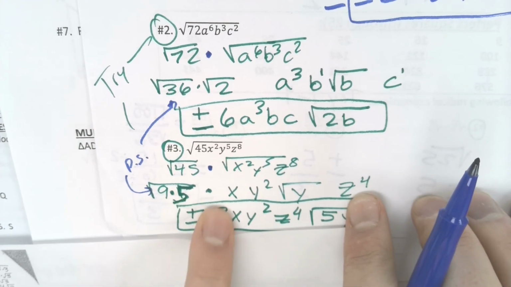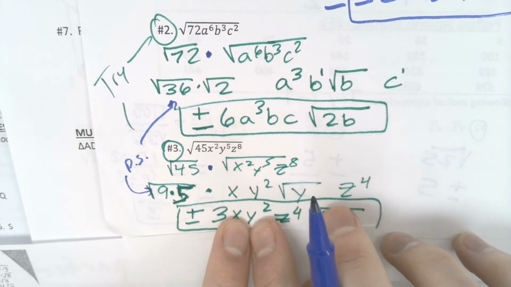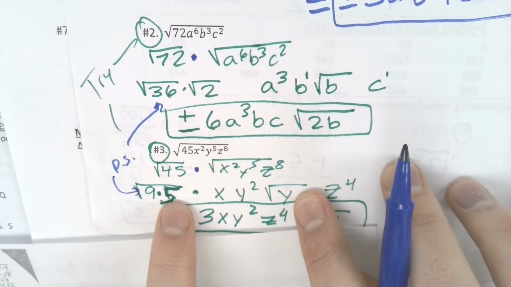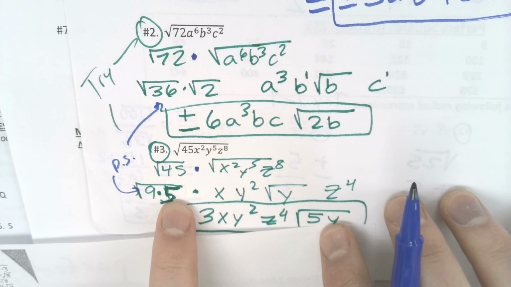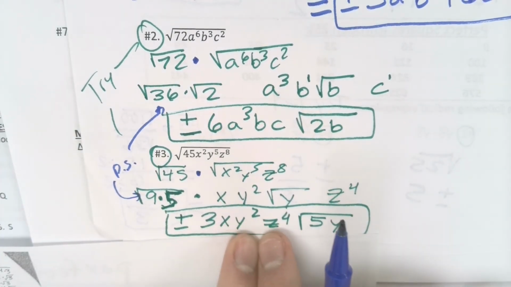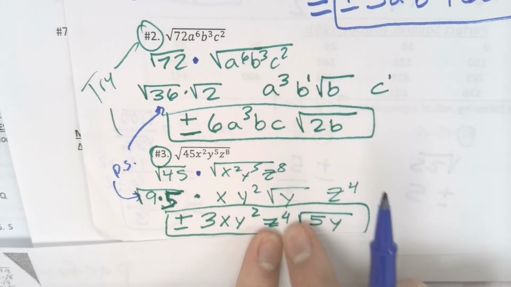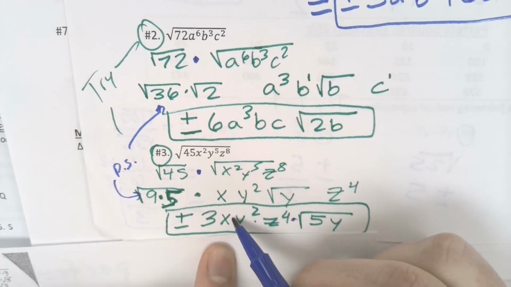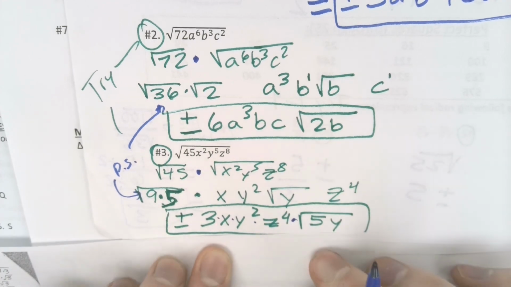So then you take the 3, the x, the y squared, and the z to the 4th, put those out front, and then combine the 5 still stuck in the radical and the y. So our answer would be plus or minus 3x y squared z to the 4th times the radical of 5y. All this, of course, is being multiplied together.